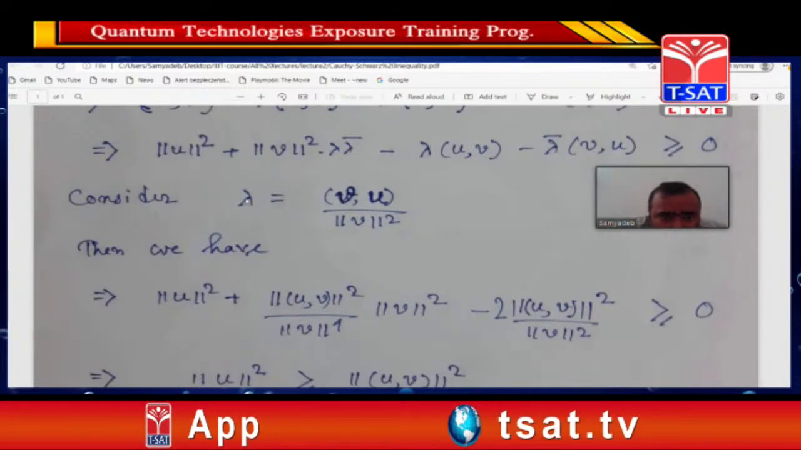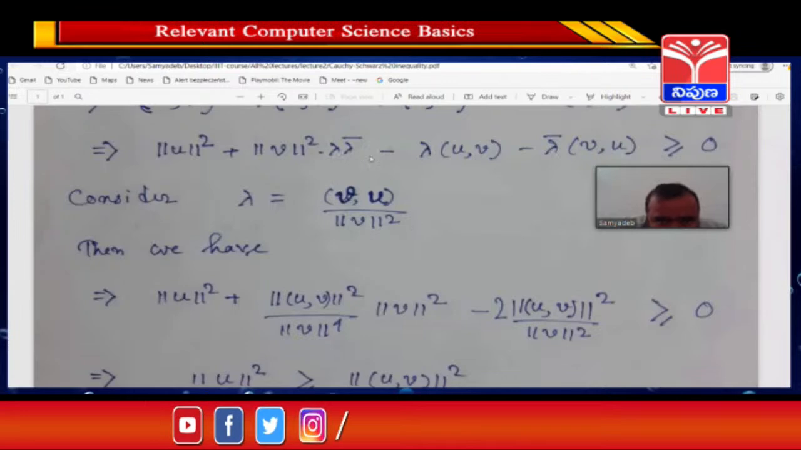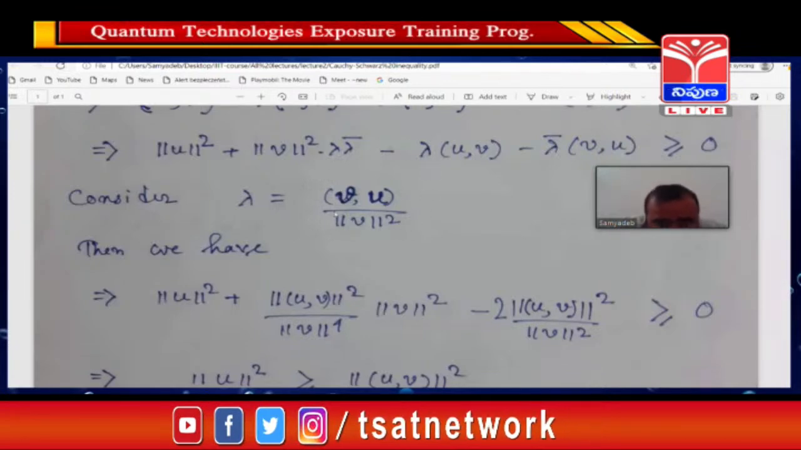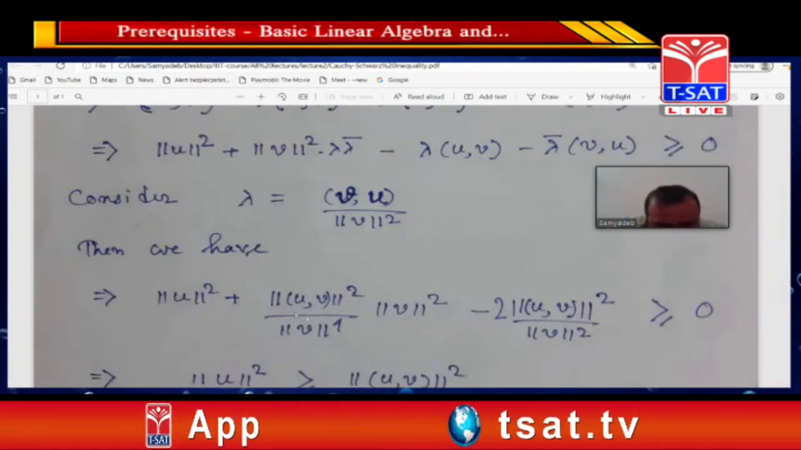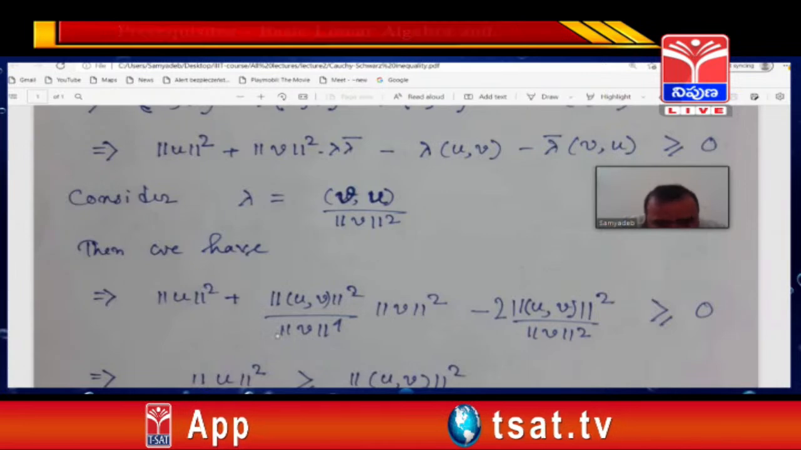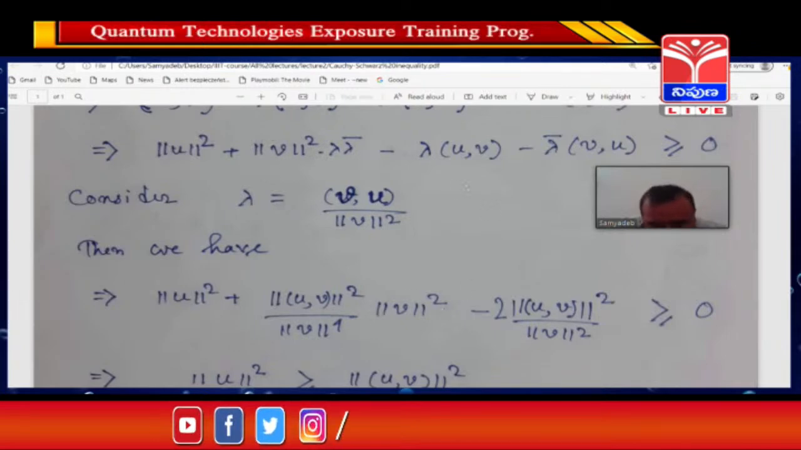Lambda bar is what? The complex conjugate of lambda is the inner product of u and v by mod v square. So lambda bar gives you magnitude square of u and v. So this is the magnitude square of the inner product of uv, and in the denominator we have v to the power 4, into which we already have the magnitude of v square.